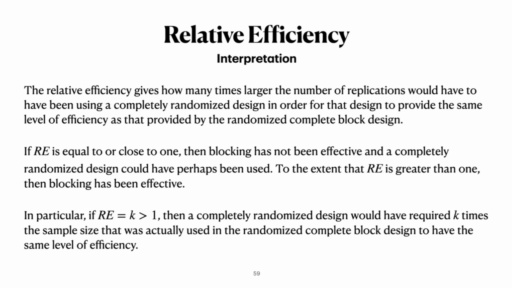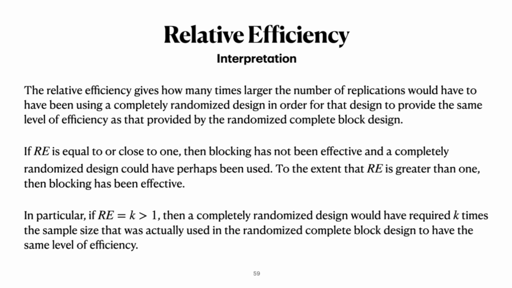If the relative efficiency is equal to 1 or close to 1, then that would indicate that blocking has not been that effective and perhaps a completely randomized design could have been used. To the extent that the relative efficiency is greater than 1, though, blocking has been effective. And so the larger the relative efficiency is than 1, the more effective blocking has been. Now, the particular interpretation is as follows, and we'll denote the relative efficiency as being equal to K.